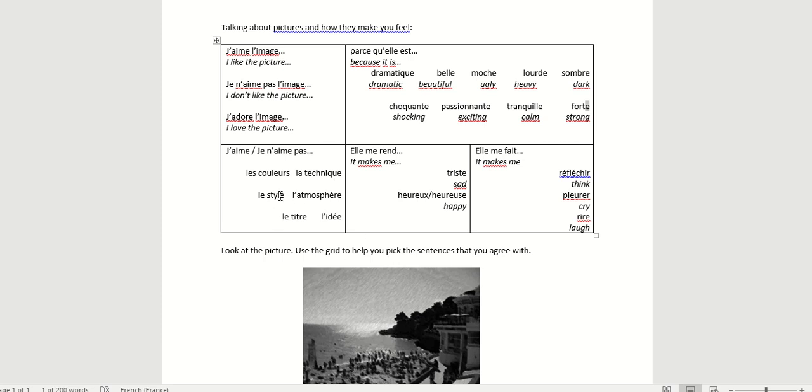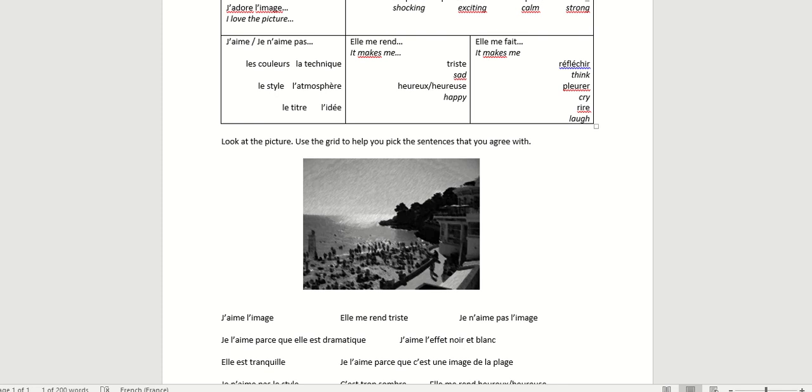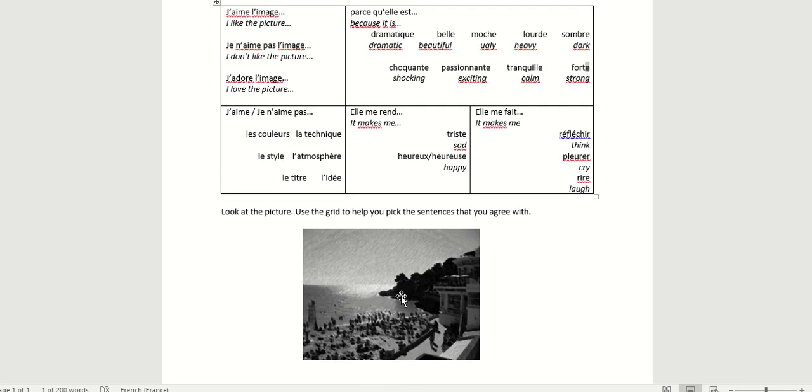Le style, I'm going to leave that to you. L'atmosphère, I'm going to leave that to you to work out what it means. Le titre, does it have a title? Doesn't even have a title, this one. Poor picture, hasn't even got a title. So don't use that one for now.